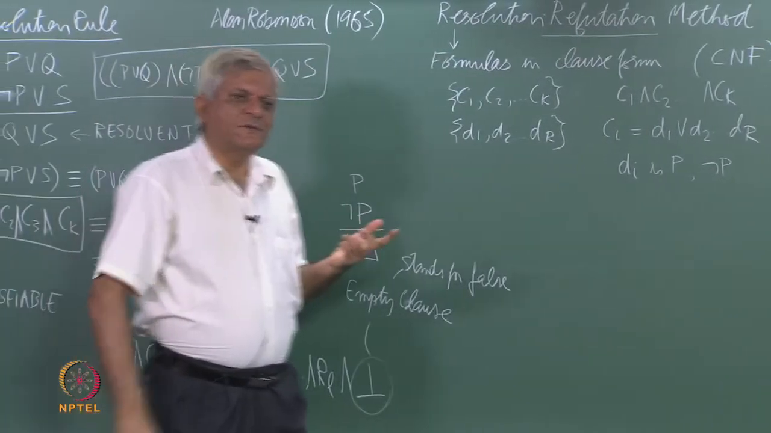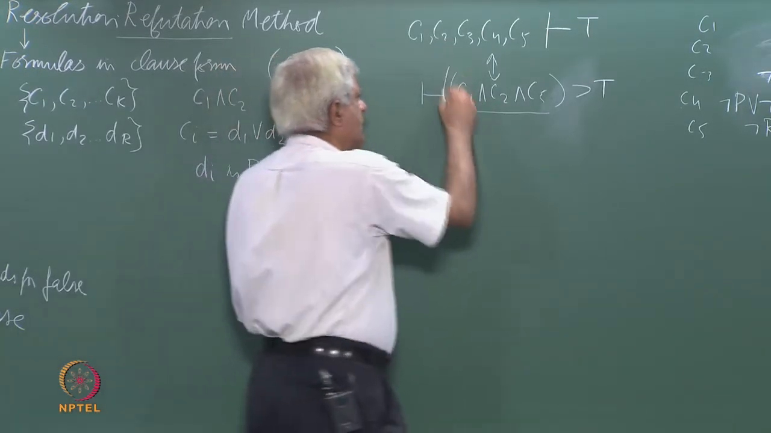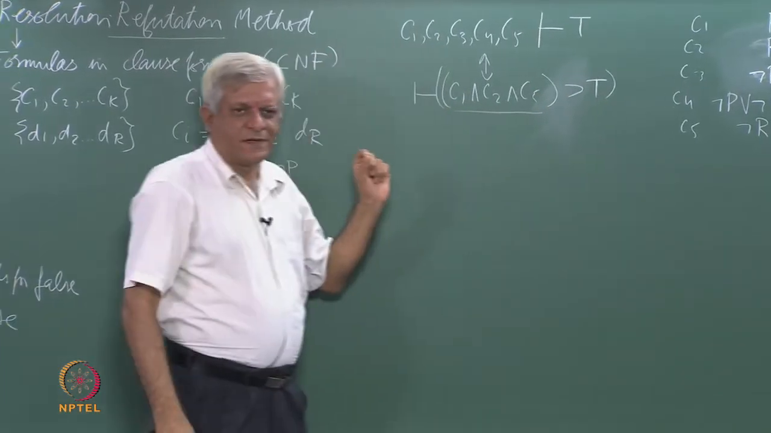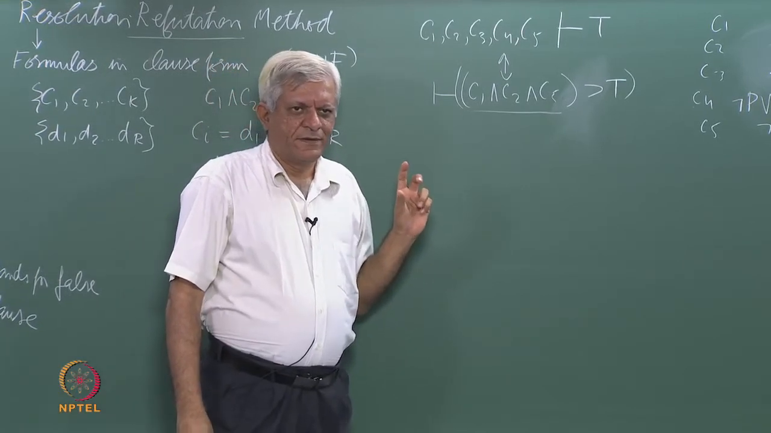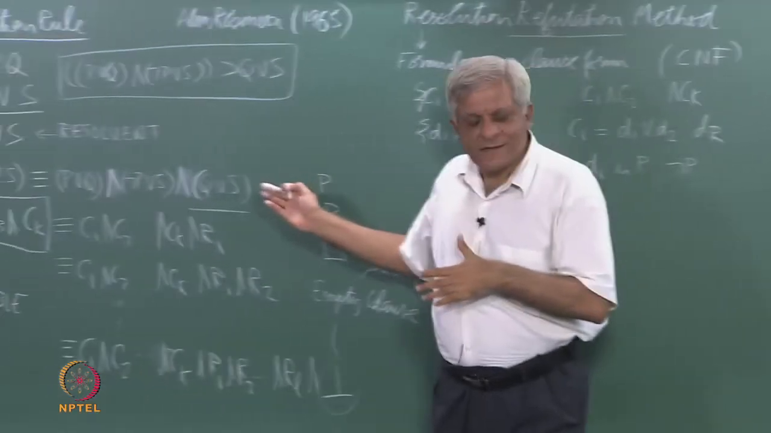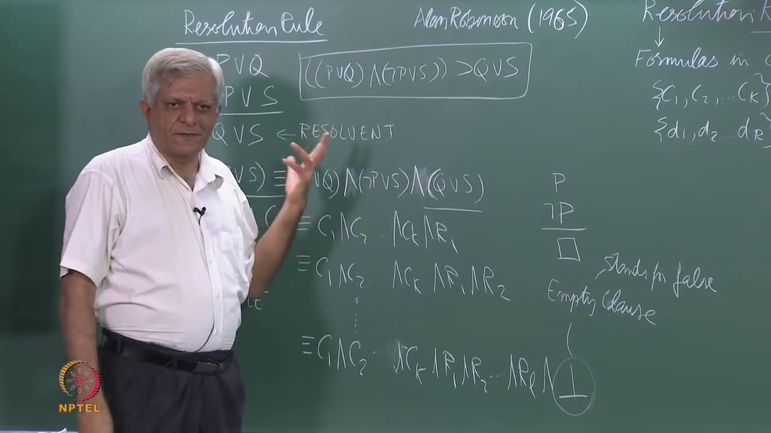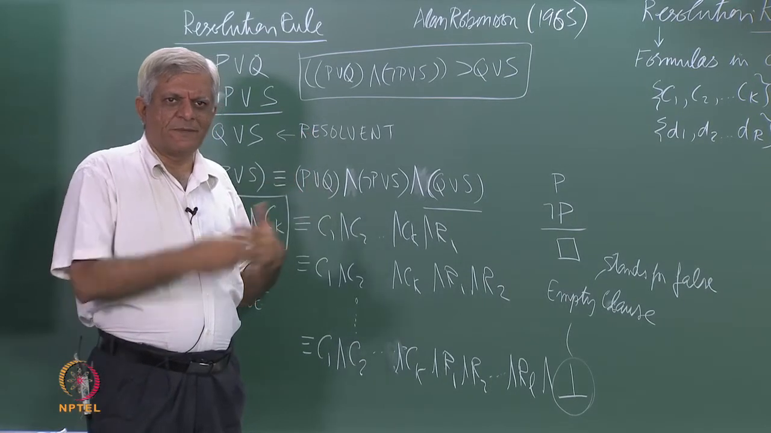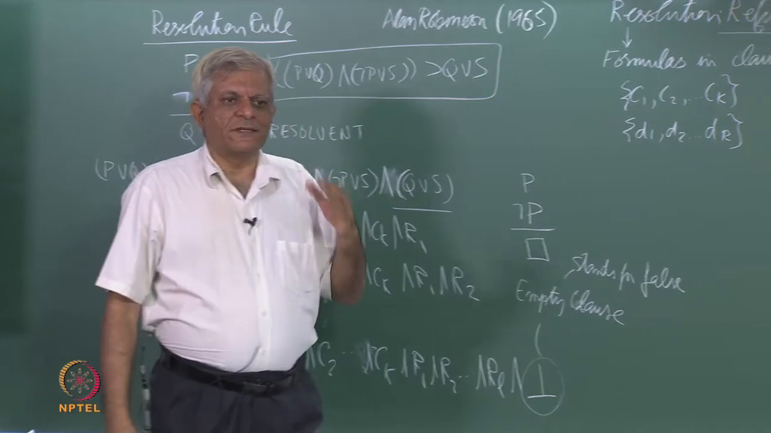So, what are you trying to show? You are trying to show that this larger formula is a tautology. What I have with me is a method which can show that a given formula is unsatisfiable. So, can I bridge this gap essentially? So, that is why I asked you this question.